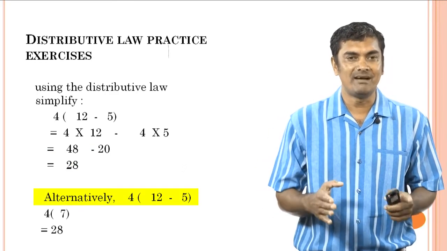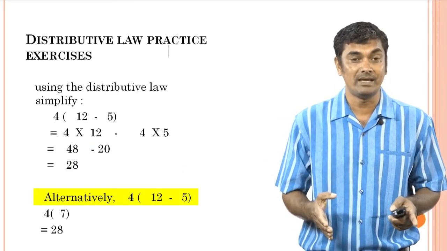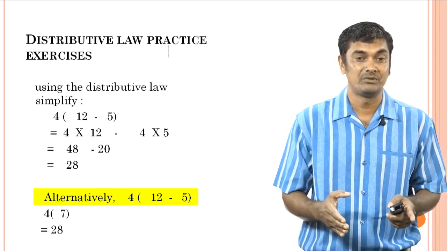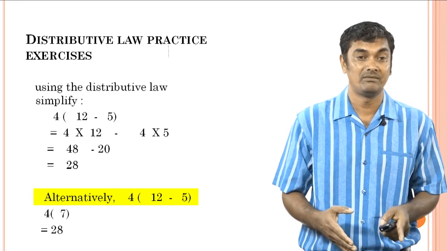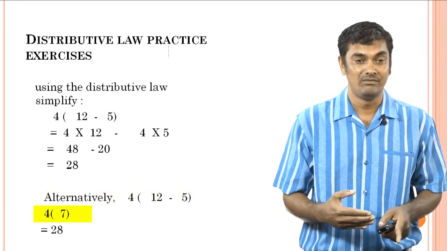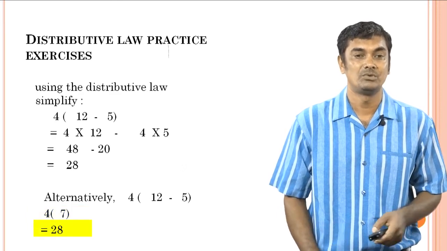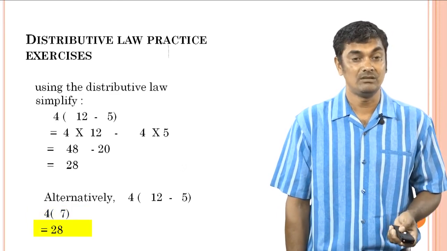Alternatively, because we have a parenthesis, we can go this way as well. Using the bracket, work that value out, which would have been 12 minus 5, giving us 7. And if we multiply 4 by 7, which was the common factor, the solution would have been the same. So nothing is wrong with that.